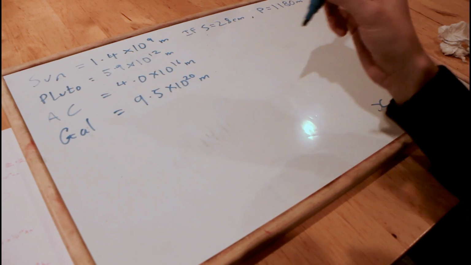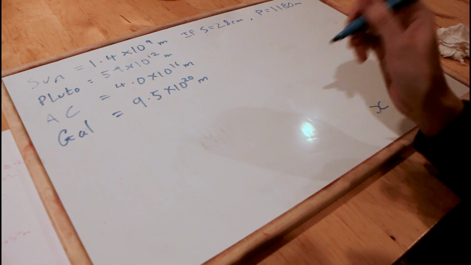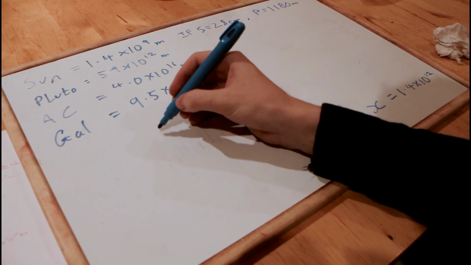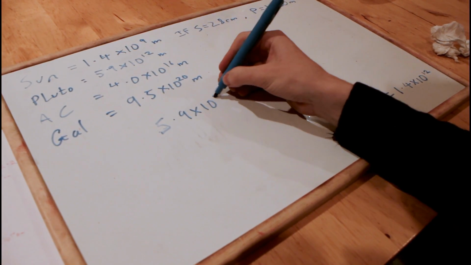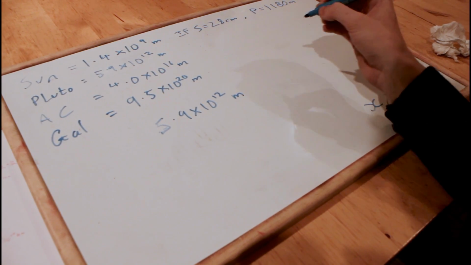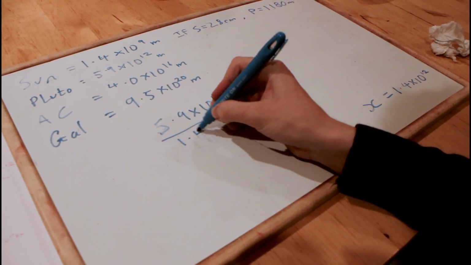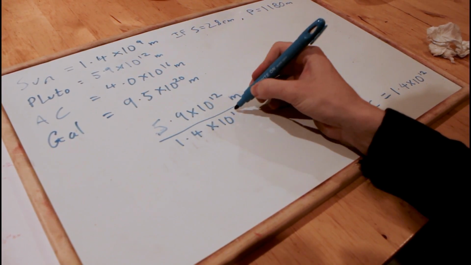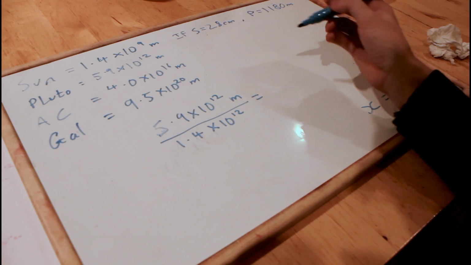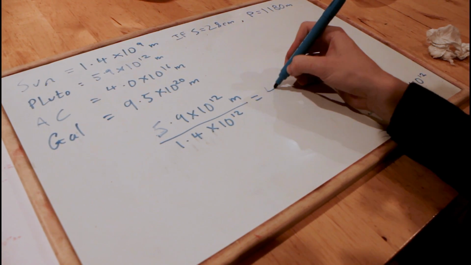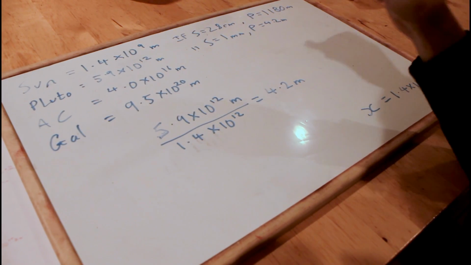So if the sun was 1 millimeter in size, so we're using this value of x here, how far away would Pluto be? Very simply, we take our value for Pluto, 5.9 times 10 to the power of 12 meters, and we divide that by x, which is 1.4 times 10 to the power of 12, and very simply these cancel each other out, and we end up with 4.2 meters.